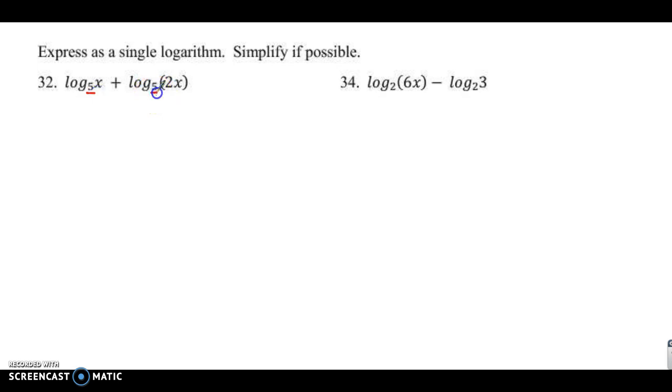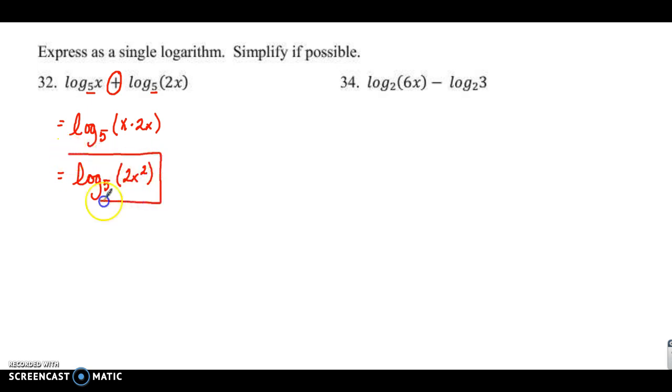Since my bases are both the same, they're both 5, and it's being added, remember we use our rule with exponents that if we're multiplying with exponents, we know we add them. So since a log is the inverse of that, if we're adding, we know we're going to multiply. So this would become a single log of base 5, and all I'm going to be doing is multiplying x times this 2x. So in clean, simple form, it would be log base 5 of 2x squared. And that would be my single log form.